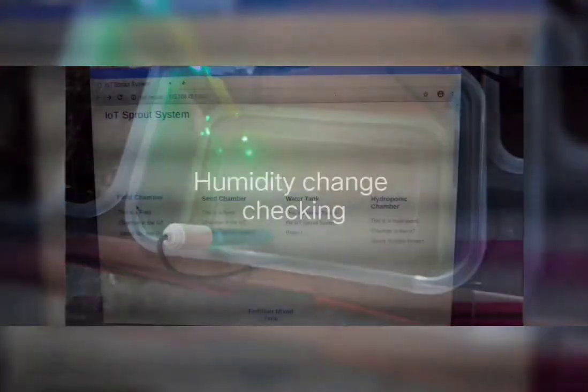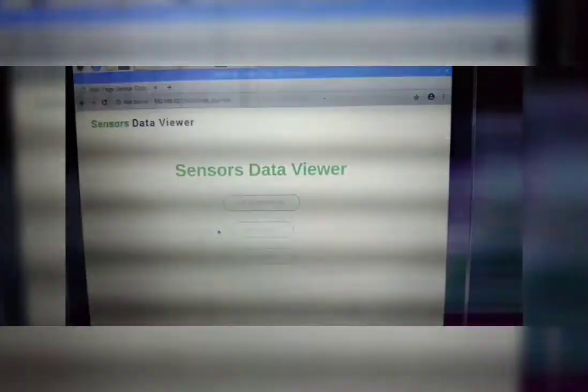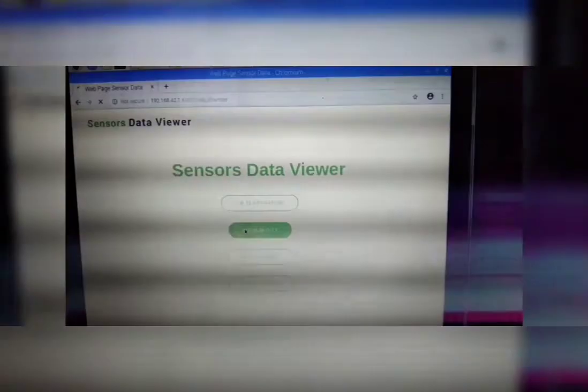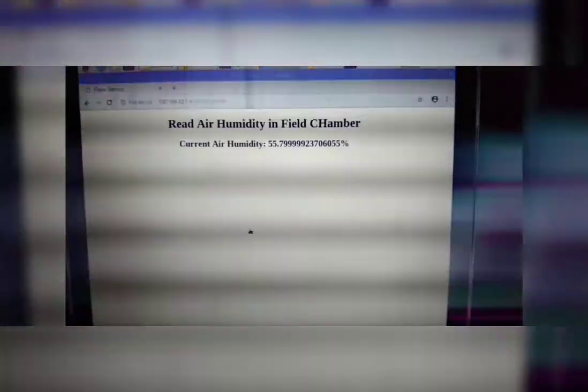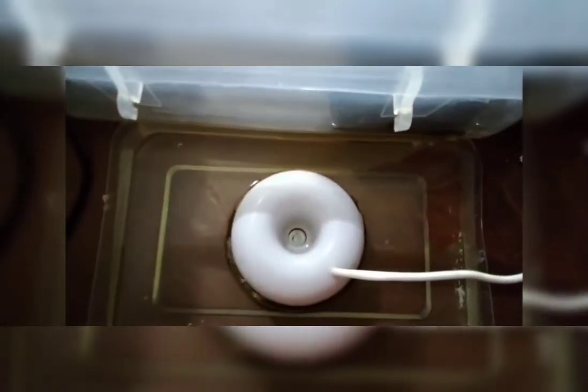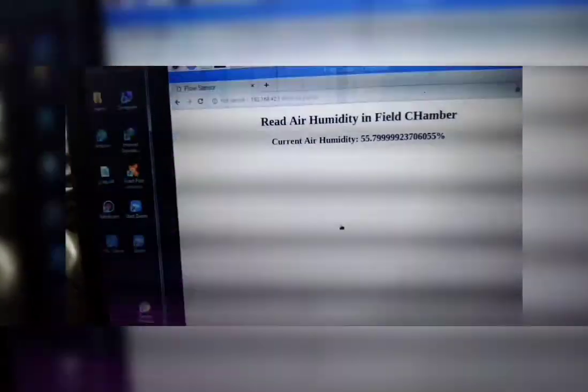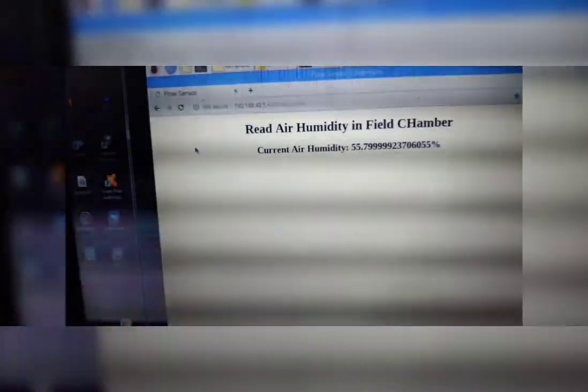This is the pH sensor, and then humidity change checking. We can check the humidity by the DHT sensor. This is 55.79, and by increasing the humidity using the humidifier, we can see the change in humidity. The current air humidity will now be increased, then it's 57%.